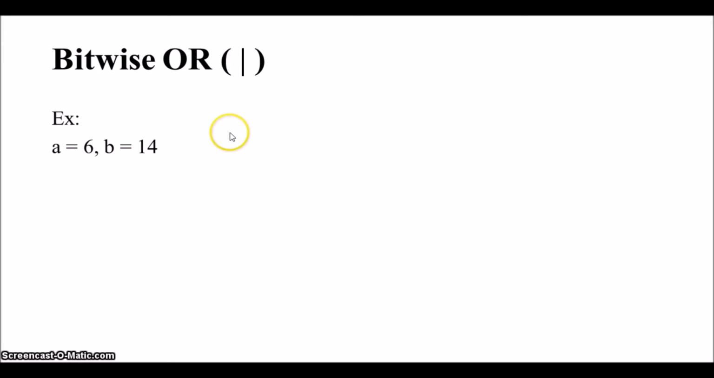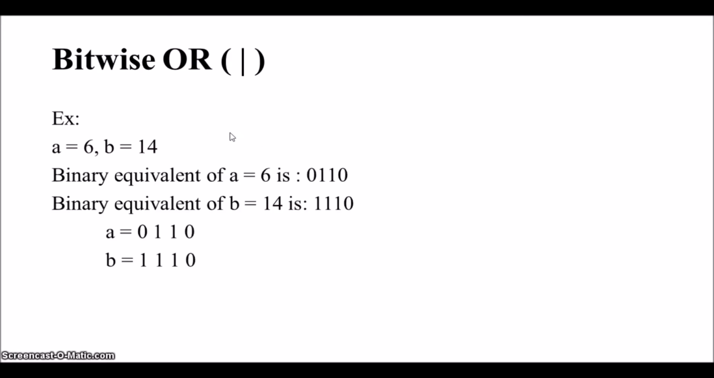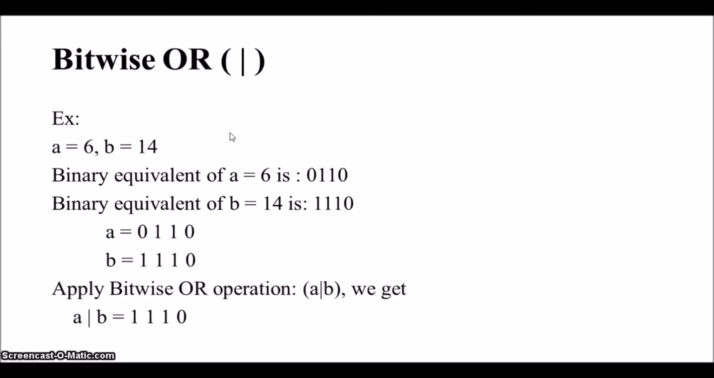Again, considering the same example, A is equal to 6 and B is equal to 14, converting it to binary equivalent and performing bitwise OR operation. The bitwise OR operation is denoted like this. So we get the result as 1, 1, 1, 0. So 0 or 0, the answer is 0, as we know from the truth table of bitwise OR.